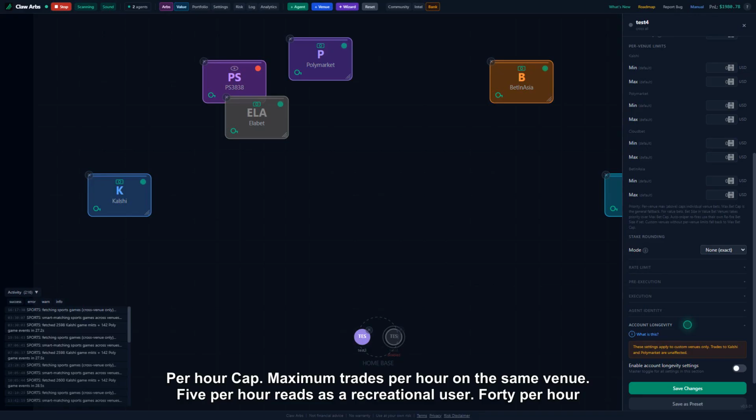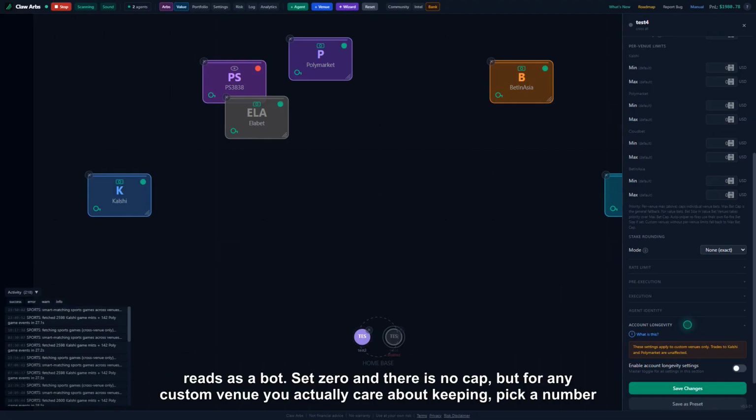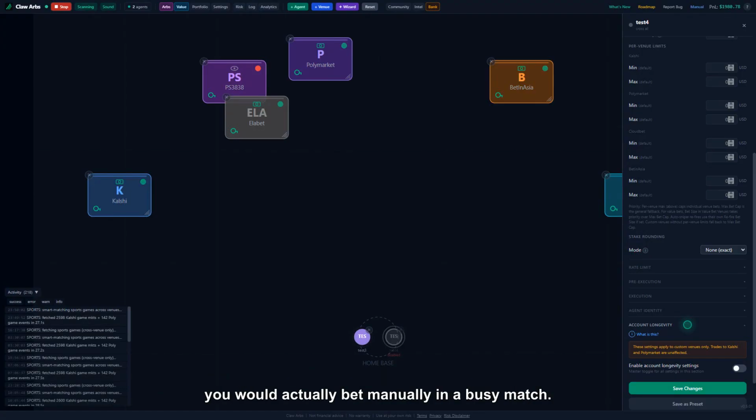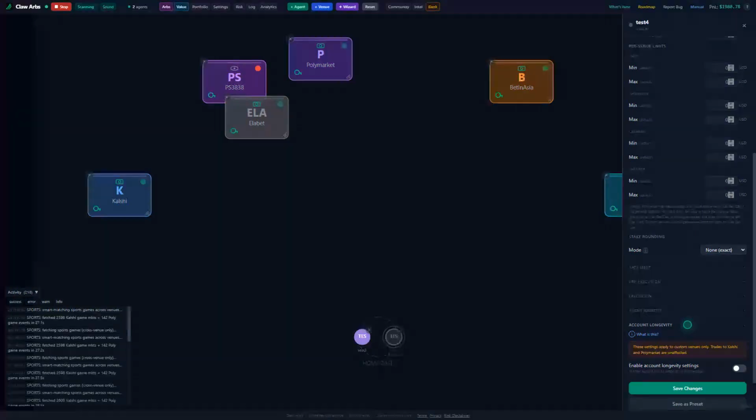Per hour cap. Maximum trades per hour on the same venue. 5 per hour reads as a recreational user. 40 per hour reads as a bot. Set 0 and there is no cap, but for any custom venue you actually care about keeping, pick a number you would actually bet manually in a busy match.